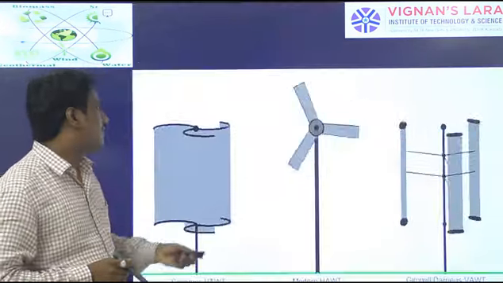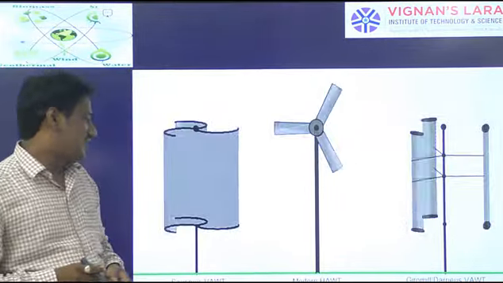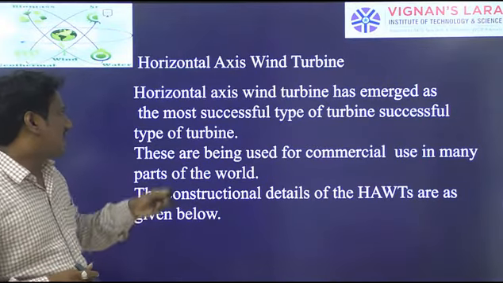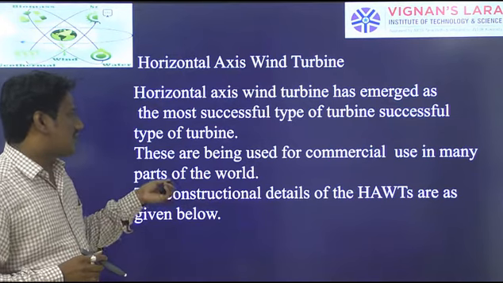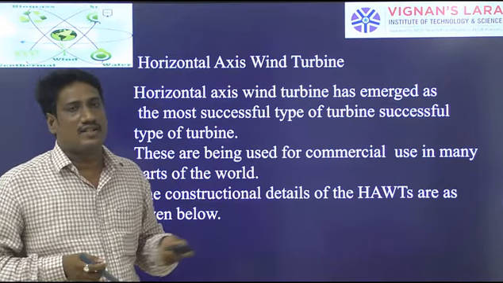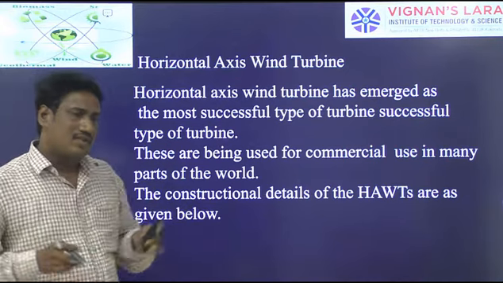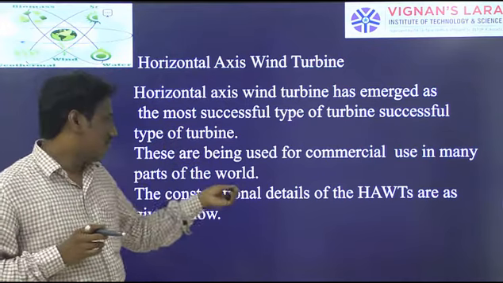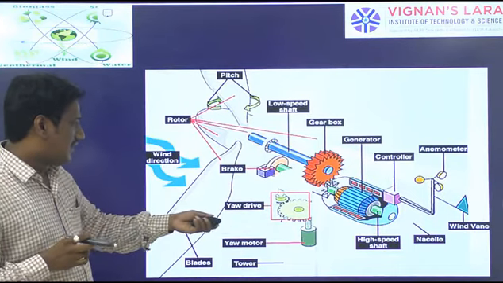We have already started with the horizontal axis wind turbine. The middle one is the horizontal axis wind turbine. Mostly these are the commercially used wind turbines. In most cases till now, we have horizontal axis wind turbines. This is the diagram we have already seen, showing the different parts.